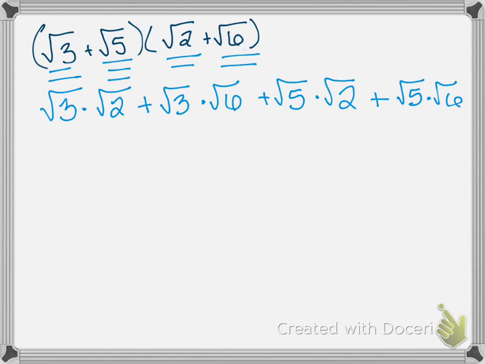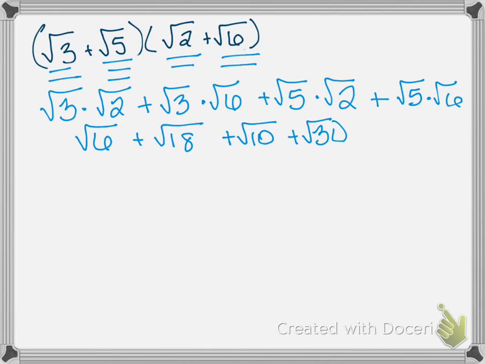Okay? Now, like we talked about on Monday, if both numbers are inside the square root, we can multiply them together. If both numbers are outside the square root, we can multiply those together. So here I've got the square root of 3 times the square root of 2. That is the square root of 6. Then I've got the square root of 3 times the square root of 6, which is the square root of 18. Hopefully you're thinking, I might need to do something else with square root of 18. Square root of 5 times square root of 2, square root of 10. Square root of 5 times square root of 6 is square root of 30.